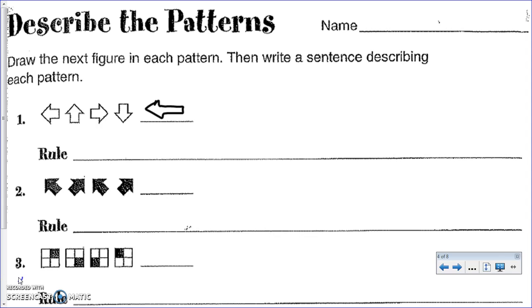Then we have to write a rule. So in this case, the arrow is rotating 90 degrees clockwise each time. The other way to say it is the arrow is rotating a quarter turn to the right every time.